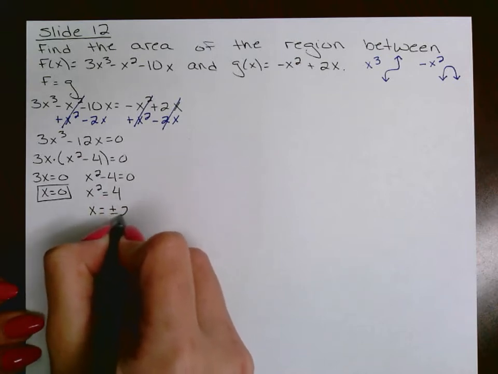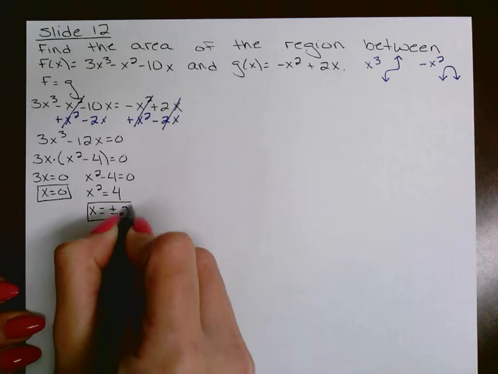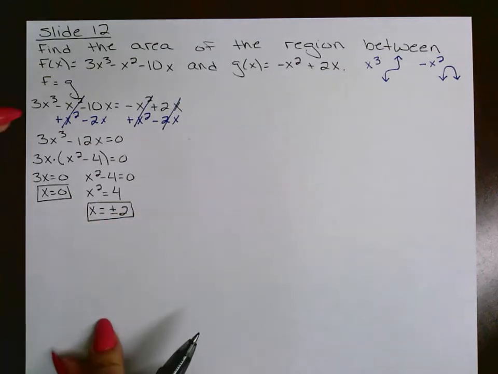Be careful. A way you can quickly check yourself on that: what's my highest exponent here? 3. So how many answers should I have? 3. So if you saw yourself that you only put 2, that's your red flag to say, oh, I'm missing a number. Okay?